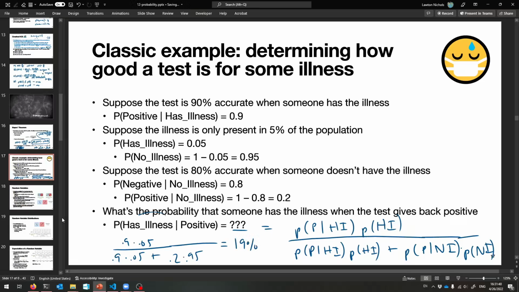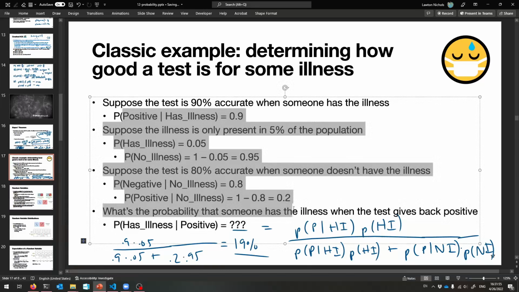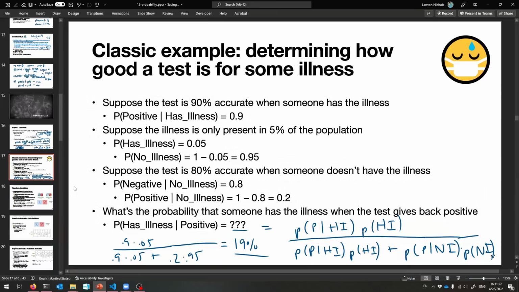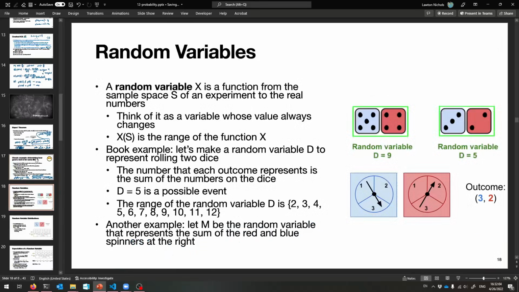So the probability that you have an illness, given that the test gave you a positive reading, is still very, very small. 19%, that's tiny. So was this really a good test? Maybe not. So that's a fun example. It's very counterintuitive. All of these look like good numbers, but when they came together, it was not a good number in the end. What we really cared about was not right. Okay? So that's a good example of Bayes.